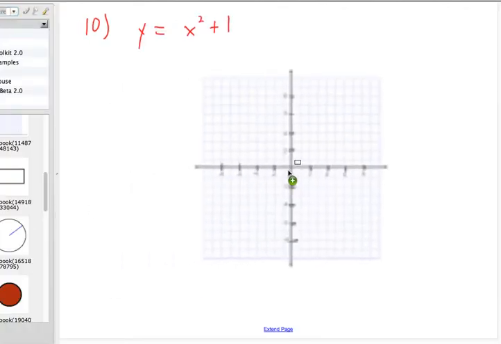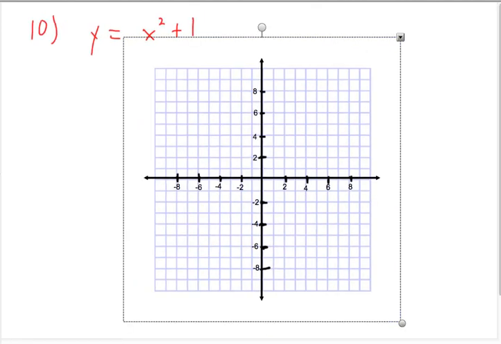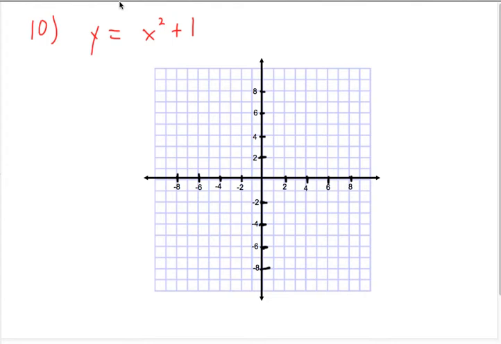Number 10 is a little more exciting. We have y equals x squared plus 1. This, as you should be ready for, is going to be a curve. So we're not using slope-intercept form because there is not one of those for a curve. So we're going to make an xy chart. I told you that you should be using -2, -1, 0, 1, and 2. That's going to change next year, but for now this will work.